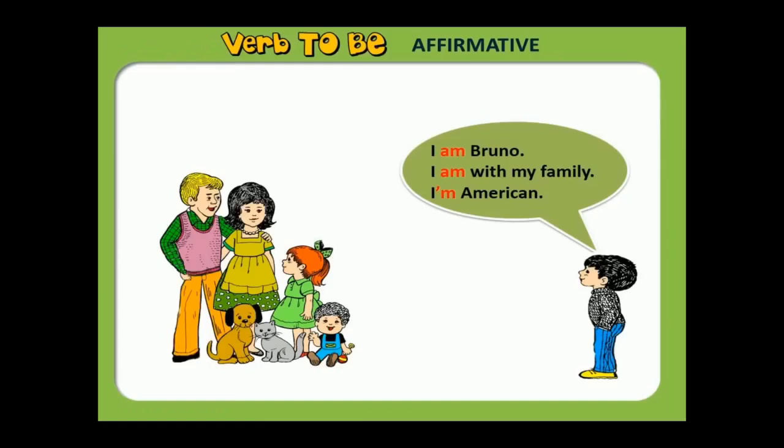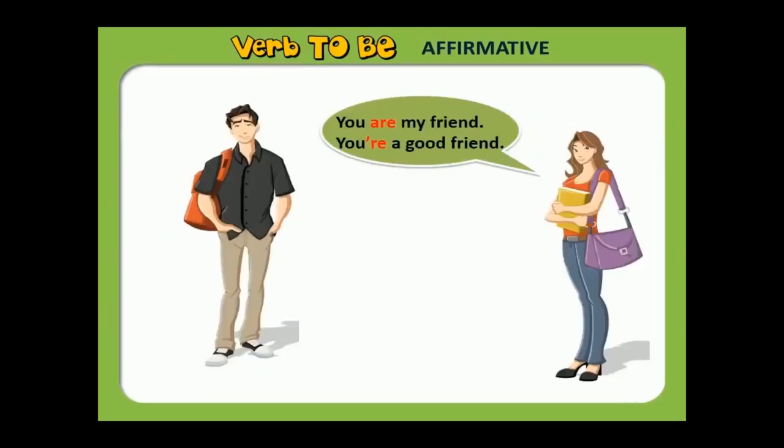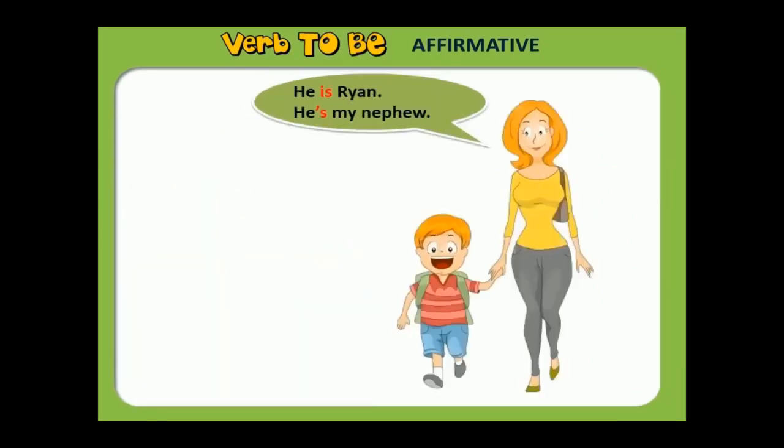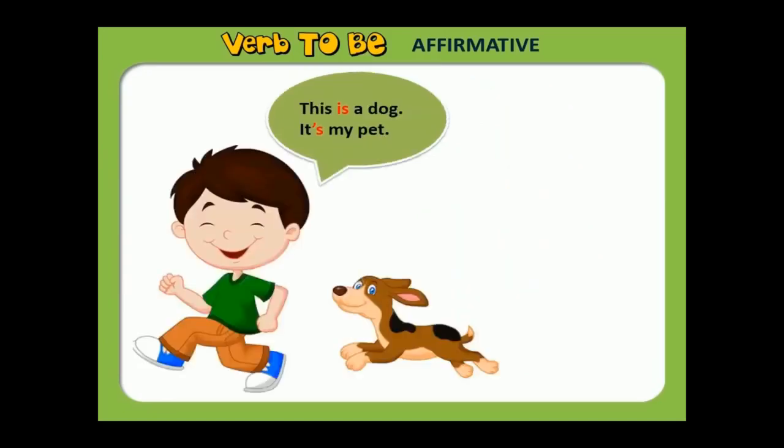I am Bruno. I am with my family. I'm American. You are my friend. You're a good friend. He is Pedro. He's my son. He is Ryan. He's my nephew. This is a dog. It's my pet.